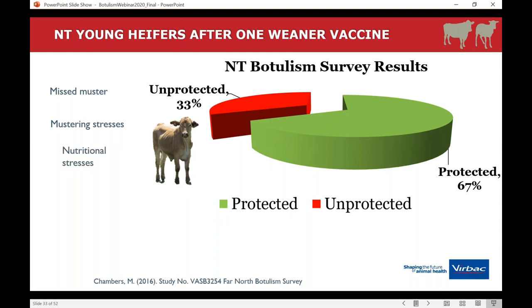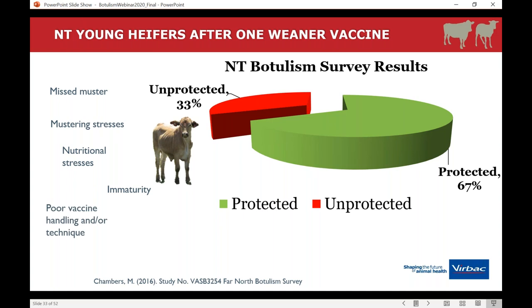We know that if you're under nutritional stress, these animals could be transitioning from a milk-based diet to less. Their protein levels may be declining. This may mean that they can't respond as well to a vaccine. We just know that they're young and it's harder for them to mount a good immune response sometimes.